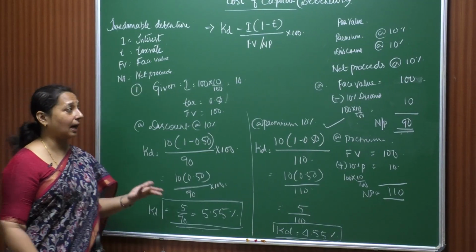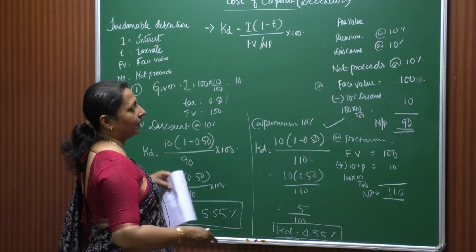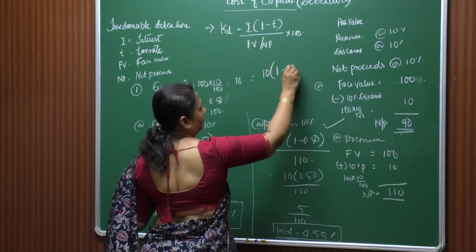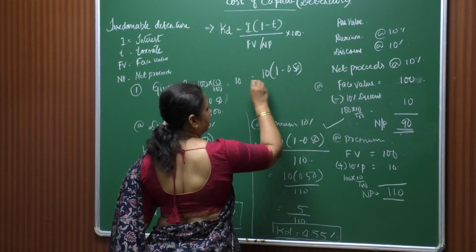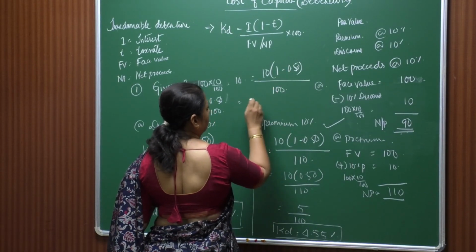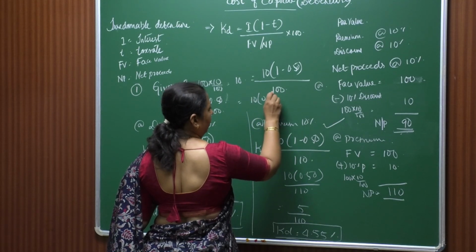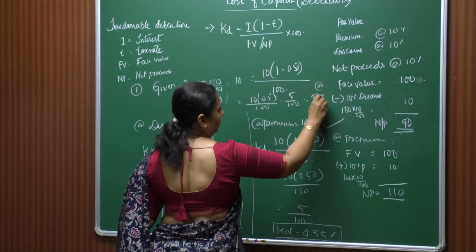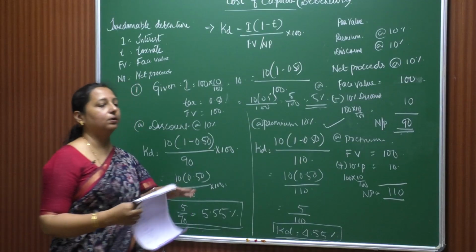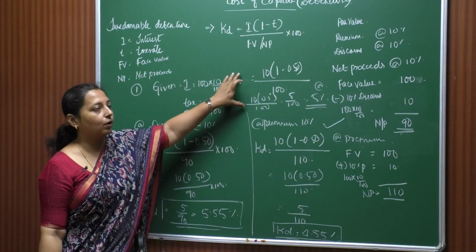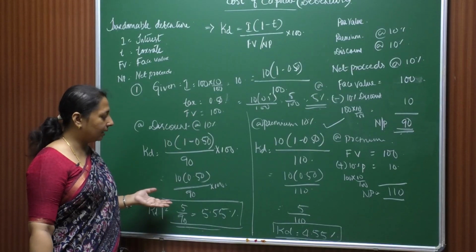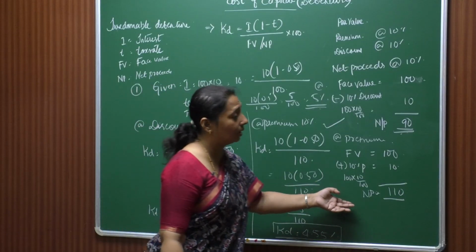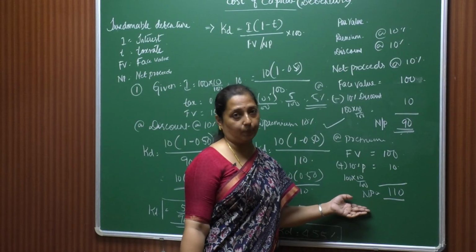If they ask you to calculate at par value, par is nothing but face value, there is no adjustment. Simple, 10 rupees into 1 minus 0.50, that is tax rate, whole thing divided by 100. That gives you 10 into 0.5 divided by 100, that is 5 divided by 100, which will give you 5%. This is how we need to calculate for par value. Since they have not asked for par value, I have not mentioned it. So I am giving you an example of the difference between par, discount and premium. This is the procedure you need to follow to calculate the net profits.